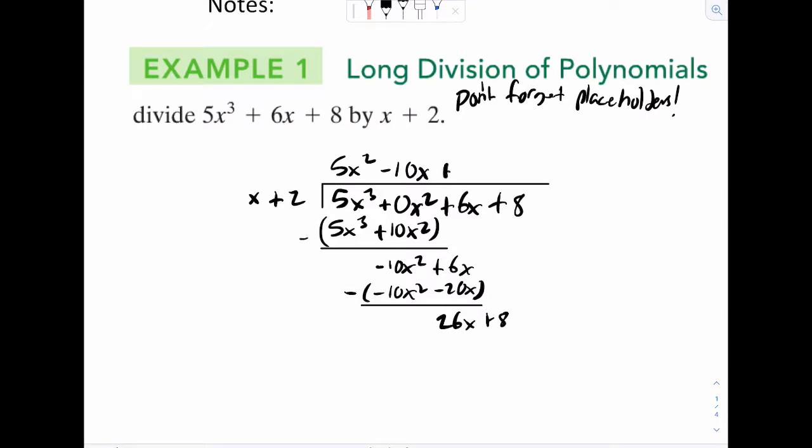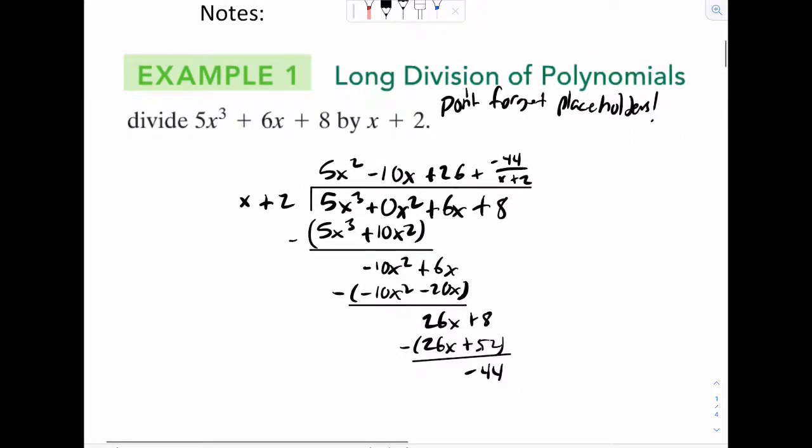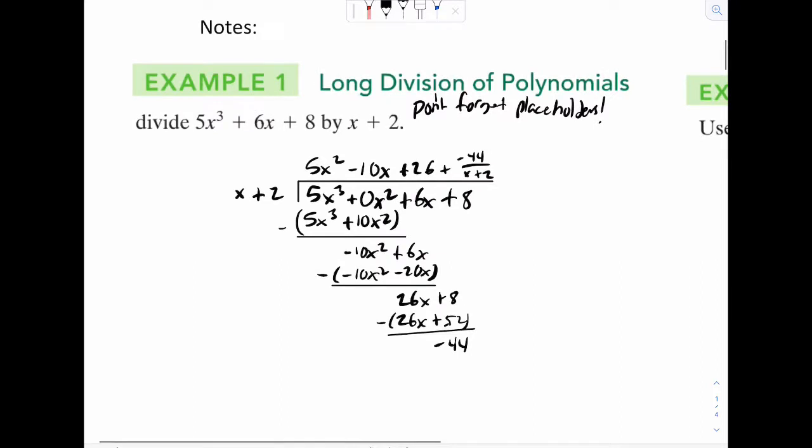Now I need a 26 here. Multiply. And let's subtract there. And there we go. We're going to put plus negative 44 over the divisor, which is x plus 2. So that's the answer right there. So again, that should be reviewed. Nothing really crazy or new there.